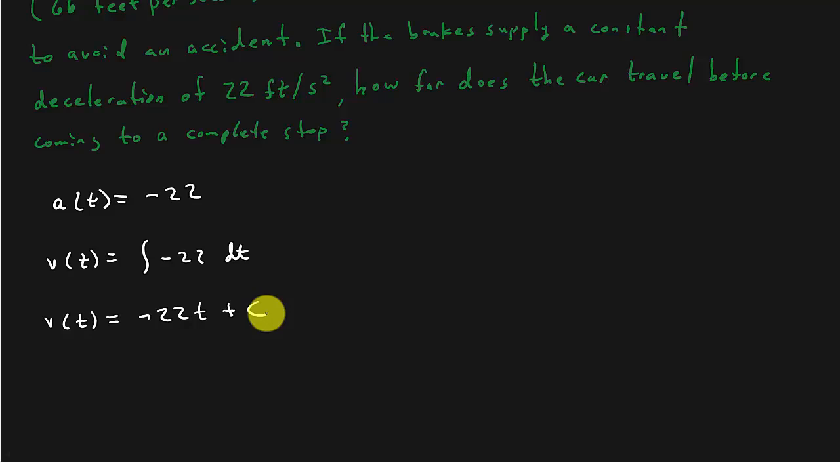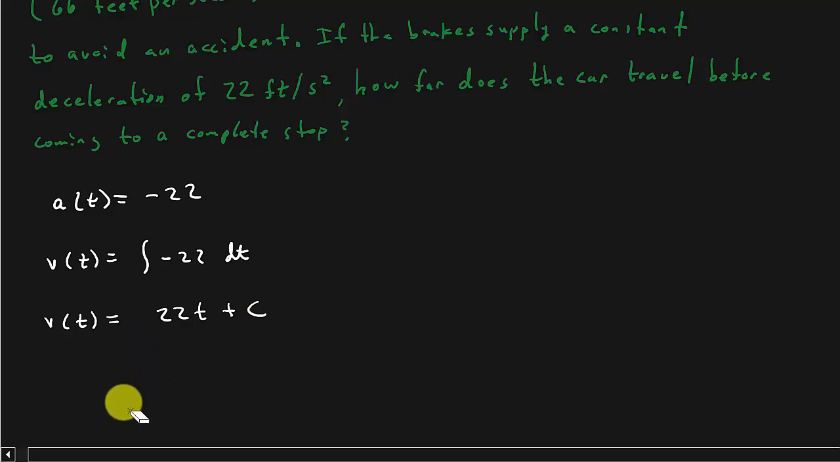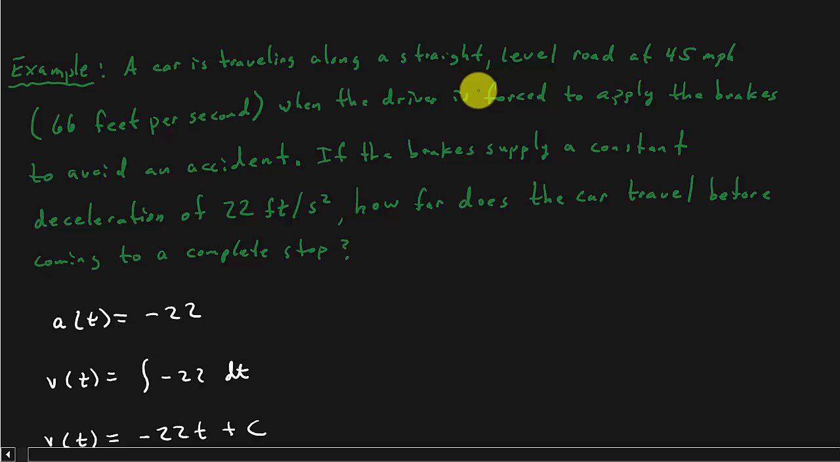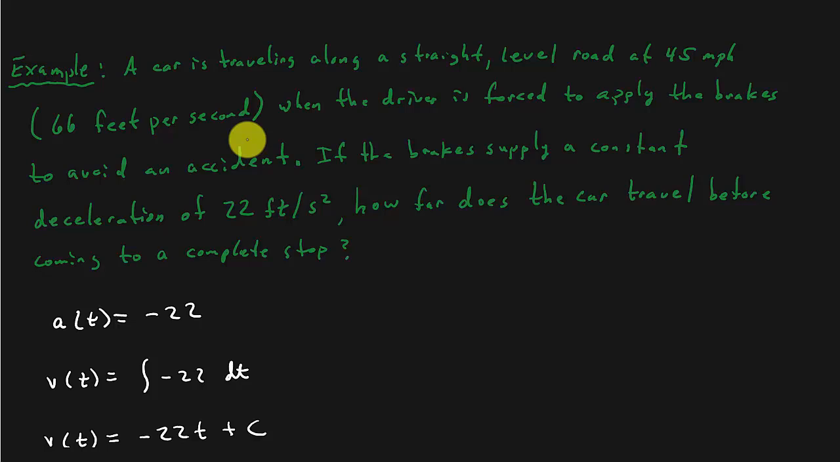Now, do I have any information that just doesn't look like a negative? Do I have any information that will help me get C? So let's look. A car is traveling along a straight level road at 45 miles per hour, 66 feet per second, when the driver is forced to apply the brakes. So we're talking about at the time he applies the brakes.